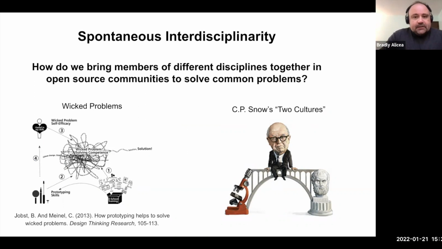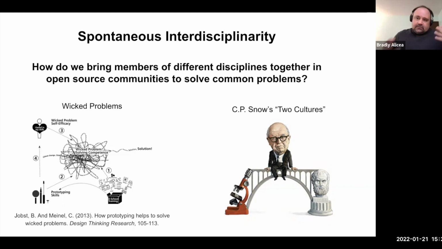For one, it helps us to better solve what they call wicked problems, which are large, multidimensional problems with a lot of different sources of expertise needed to solve them and address the issues within them. These are often embodied by large social coordination problems. So that's one example. The other example is what C.P. Snow called the two cultures.